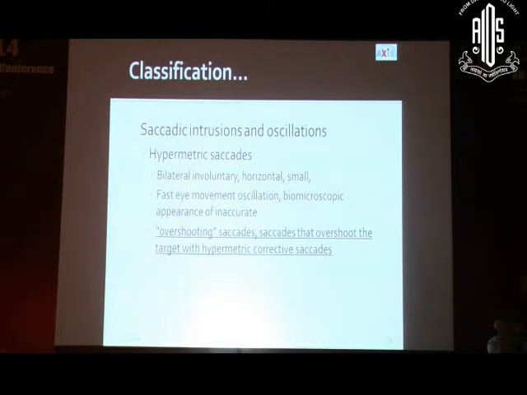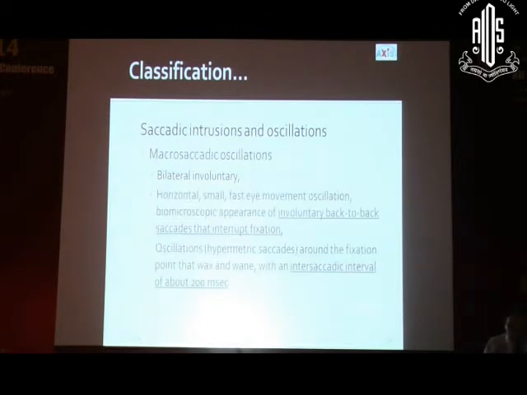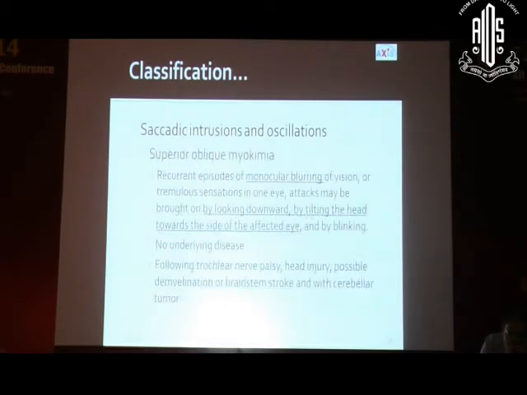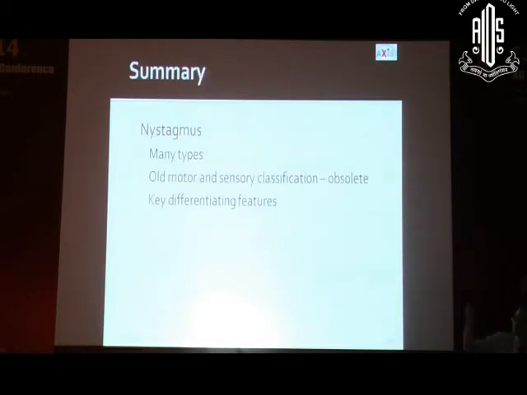So we overshoot the target and then make corrective movement. We've got the macrosaccadic oscillations, in which there are back-to-back saccades which are happening all the time, which are trying to interrupt the fixation. We've got ocular flutter, which can again interrupt the fixation. But the only thing is that there is not a big intersaccadic interval. Superior oblique myoclonus is a very typical condition in which there is monocular blurring, and it is brought about by looking downward or by tilting the head towards the side of the affected eye, usually following trochlear palsy.